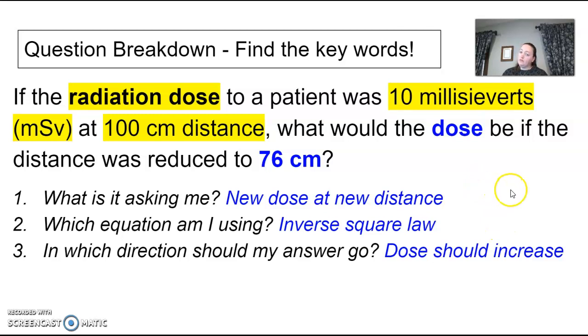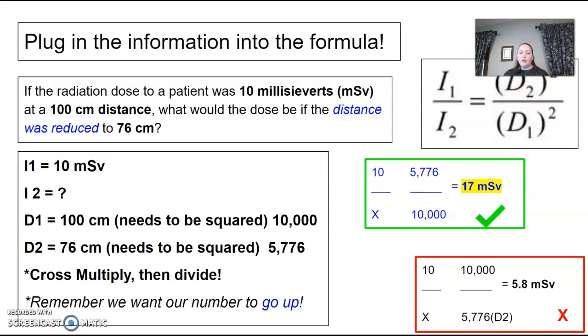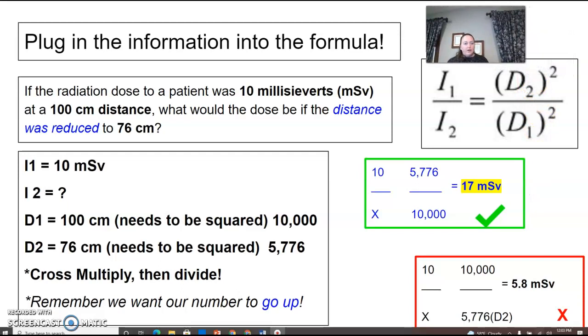But if you do have to do the calculation, you have to put it in your formula and plug in all the info. So here's our question again: 10 millisieverts at 100 cm, reducing to 76. Over here is your equation, I1 over I2 equals D2 over D1 squared. I like to break down my equation in a list and then put it into the equation. I1 is 10 millisieverts. I2, we don't know, that's what we're finding. Distance 1 is 100 cm, but remember, it has to be squared.